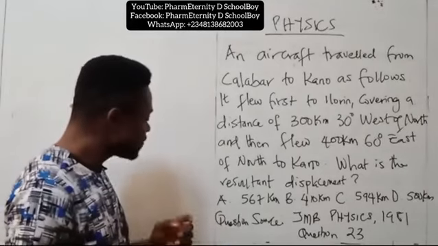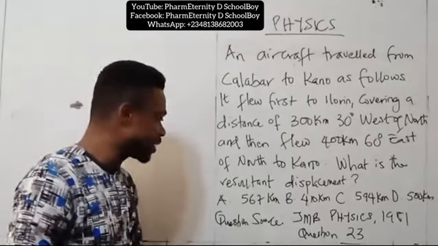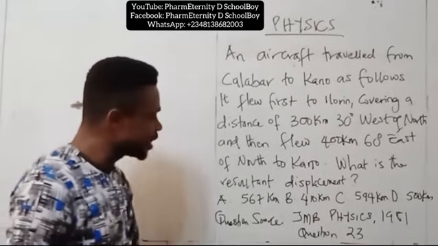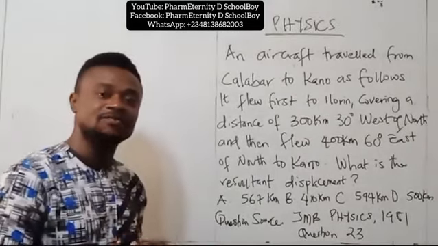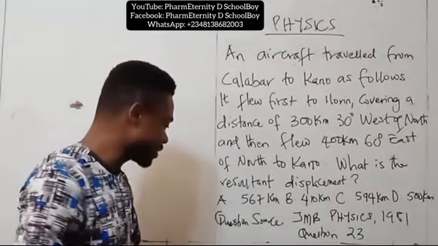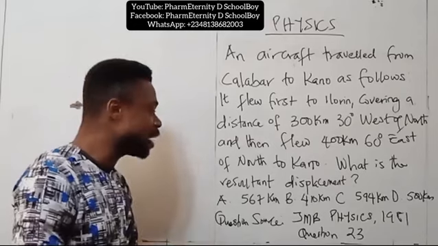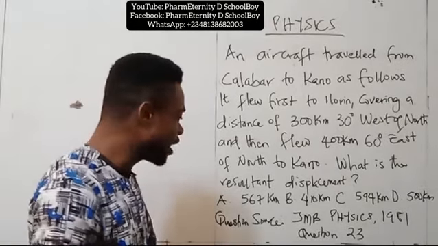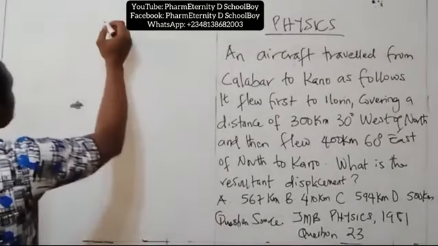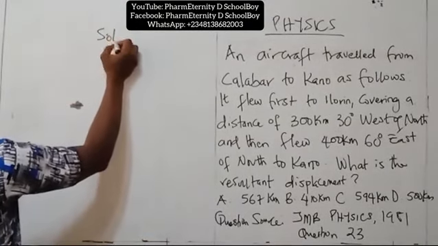Option A, 576 kilometers. B, 410 kilometers. C, 594 kilometers. D, 500 kilometers. The question source is JAM Physics, 1981, question 23. Let's go. Solution.